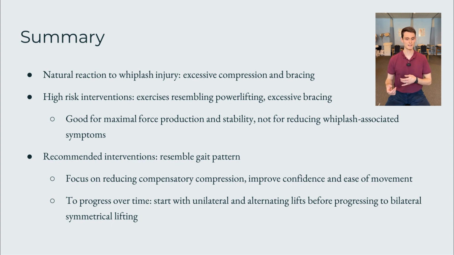Some things that I would recommend for interventions are more resemblant of gait pattern type movement. And the focus would preferably be on reducing compensatory compression in the area of the spine, as well as improving their general confidence and ease of movement. And as you progress that over time, I would recommend focusing more on unilateral or alternating movements with your lifts and get them to start putting some weight or some skill with that before progressing to bilateral and symmetrical movements with lifting.